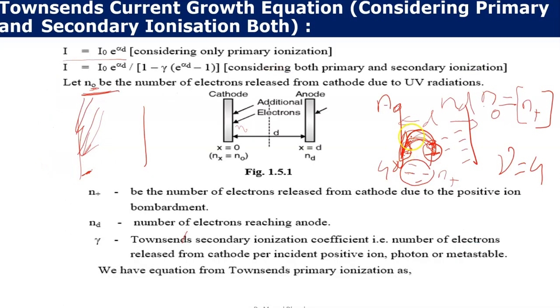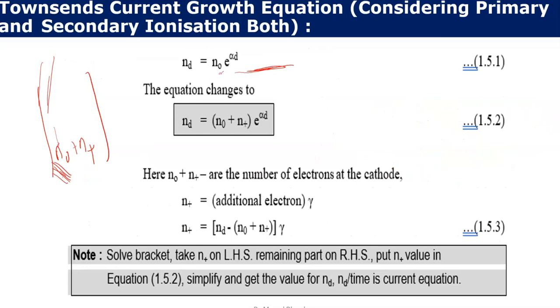See this figure. So what are now the initial electrons near the cathode? They are N0, meaning liberated by radiation, plus N plus. So N0 plus N plus electrons are there near the cathode. N plus are also there, N0 are also there. Only that is the change. If we understand this conceptually, then no problem, then all is mathematics.